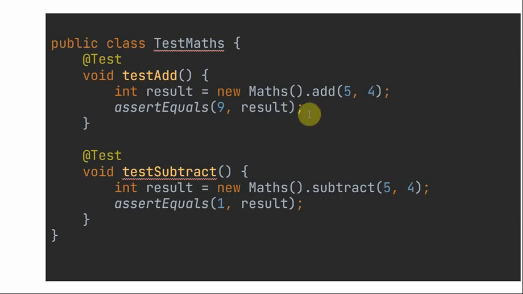And then in the second step, we complete the body of these test methods. So here we can see we are creating an object of the maths class which does not exist yet, and then we call its method add, and we pass two parameters and then we get the result, and assertion is done to verify the results.